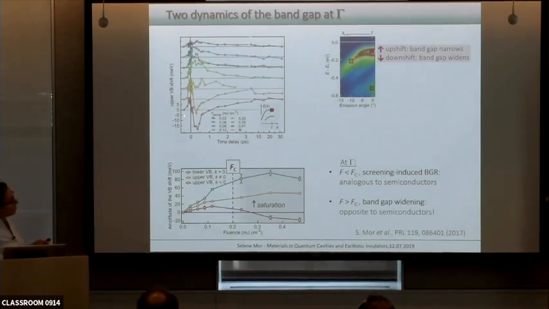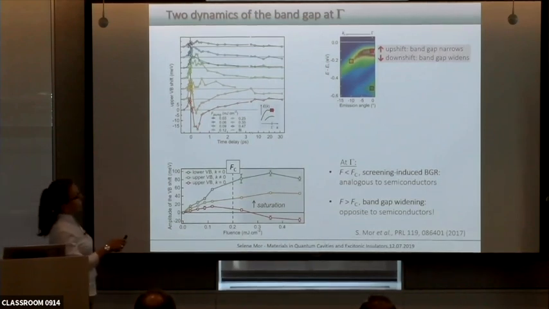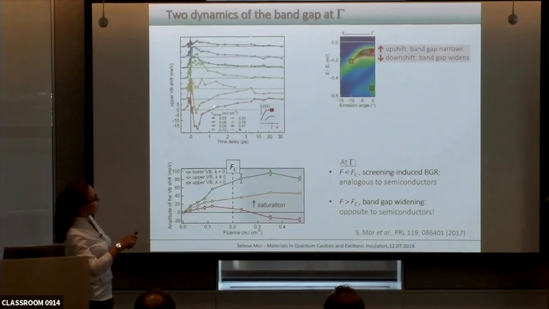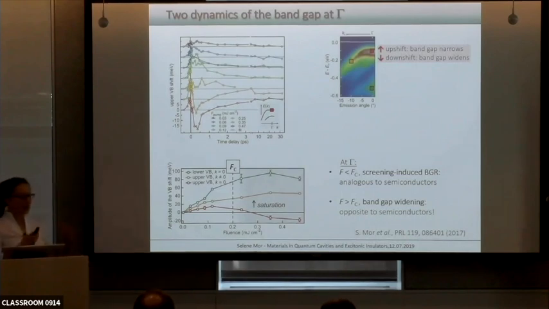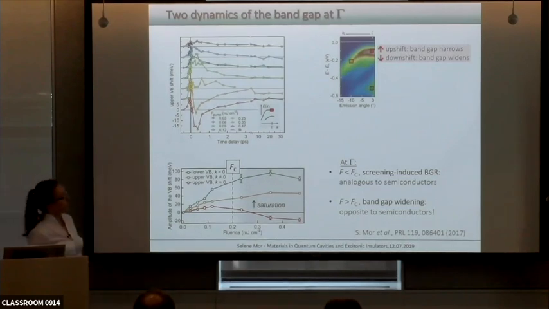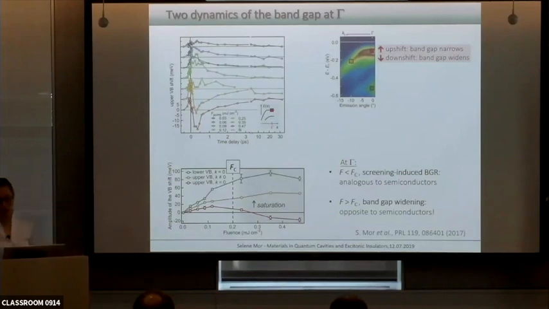So we have this upward shift of the valence band already almost instantaneously, followed by a delayed downshift of the valence band that brings it transiently to a higher binding energy than the equilibrium position, which means that at this time scale we observe an increase or widening of the electronic band gap at the gamma point. And this widening persists up to approximately 1 picosecond, and then is overshot by a very slow upward shift dynamics, which again reduces the band gap on a several picosecond time scale.